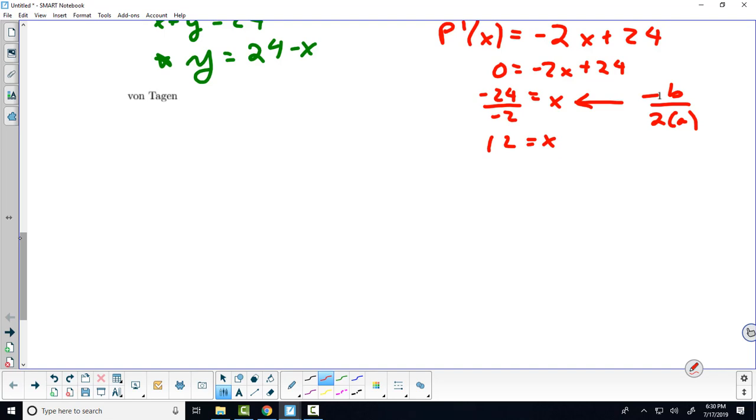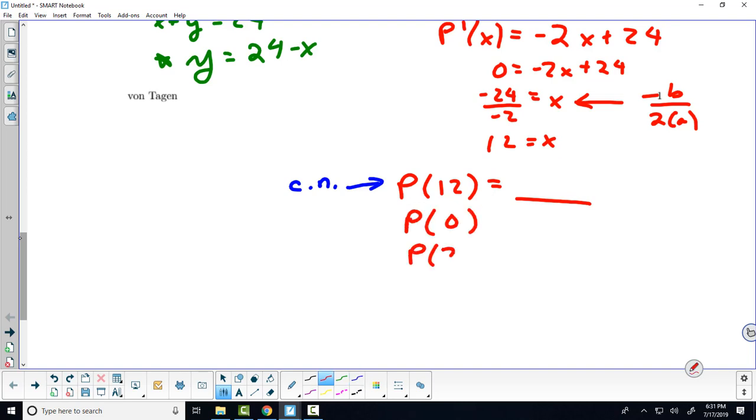Now what do we do in the process of finding global extrema? We use the original function, right? So we're going to find p of 12. Why are we finding p of 12? Because 12 was a critical number. What else are we going to find? P of 0 and p of 24, right? Why are we checking these two? Because they're the endpoints.